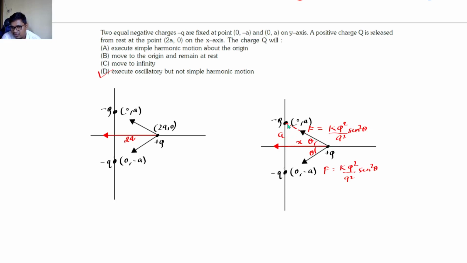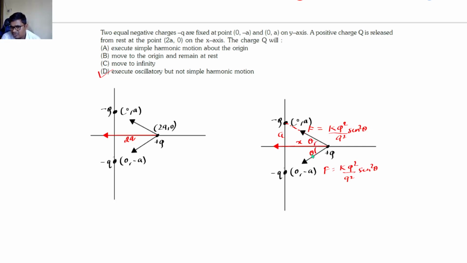So the force applied by this one on this charge will be attractive in nature, and this will be k times the product of charges, that is minus q square. Already I have shown the direction, so I have just removed this minus sign. Kq square by this distance. What is this distance? That is A by sine theta. So kq square by A square sine square theta, and here also kq square by A square sine square theta.